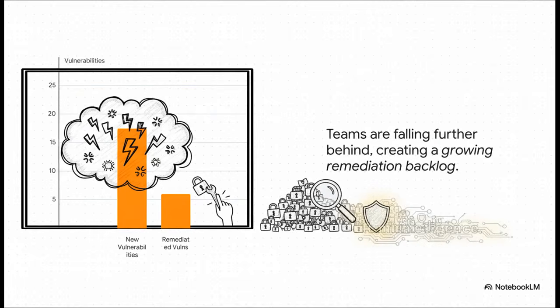Just look at these numbers. On average, a typical app gets hit with about 17 or 18 new vulnerabilities every single month. And in that same time frame, how many do teams manage to fix? About 6. You can see the problem right there, right? You're falling further and further behind each month.